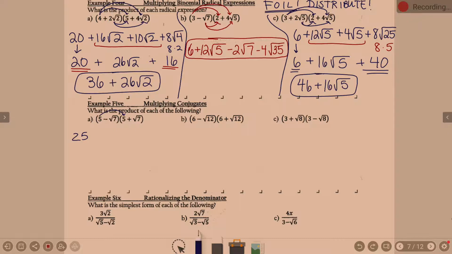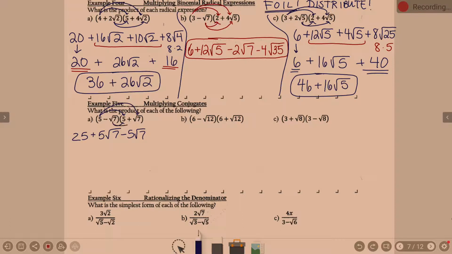Then what do I do with that 5? Multiply it to the square root of 7. Okay. And what is 5 times the square root of 7? 5 square root of 7. Then we take negative square root of 7 and repeat the process. Negative square root of 7 times 5? Negative 5 square root of 7.